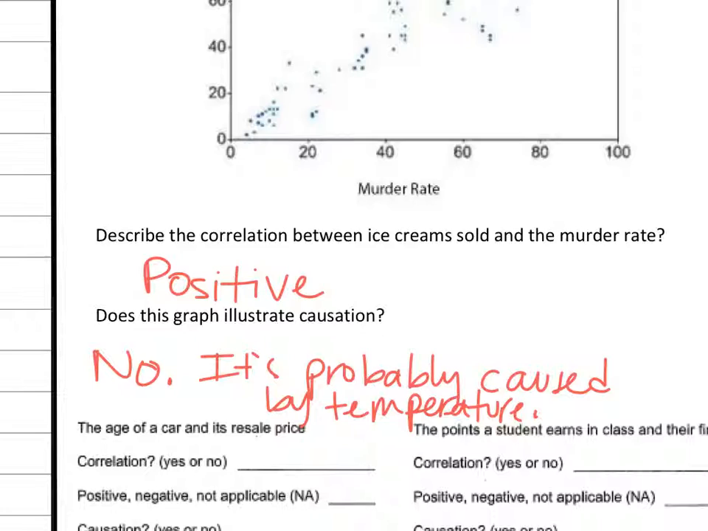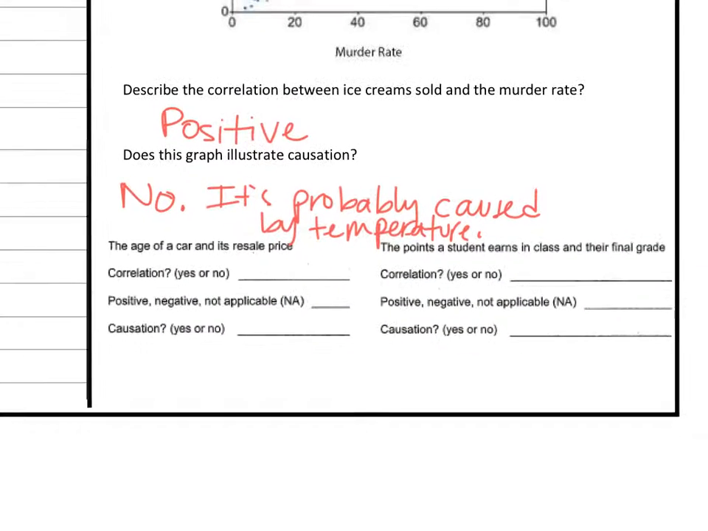Okay, so we're going to look at two more here. The age of a car and its resale price. So think about if that's correlation. Will it have a positive or negative relationship? As the age of the car typically goes up, the resale price usually goes down, right? So yes, it does have correlation. And you said negative because as one goes up, the other goes down.